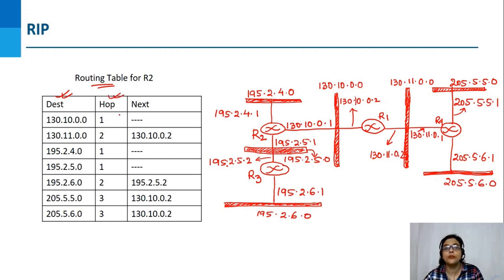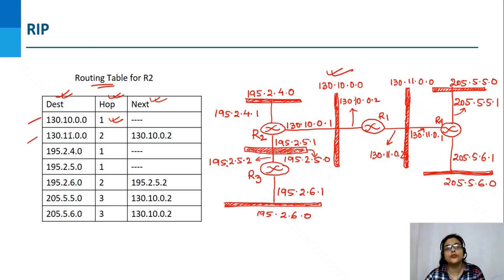The hop is the number of links, and the next field is the immediate next link. So here, let's say we want to go from router R2 to this destination 130.10.0.0. So 130.10.0.0 is here, and the router R2 can go to this network by one hop, and there is no next field because router R2 is directly connected to this network.